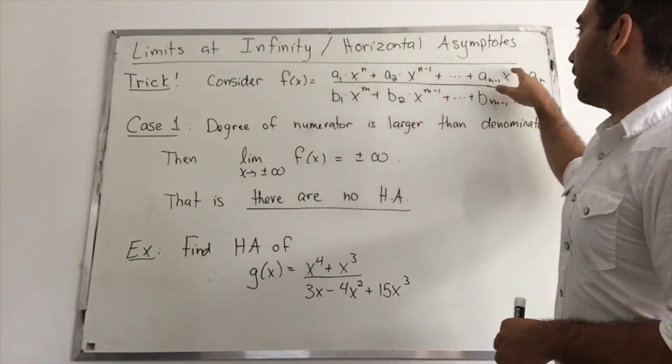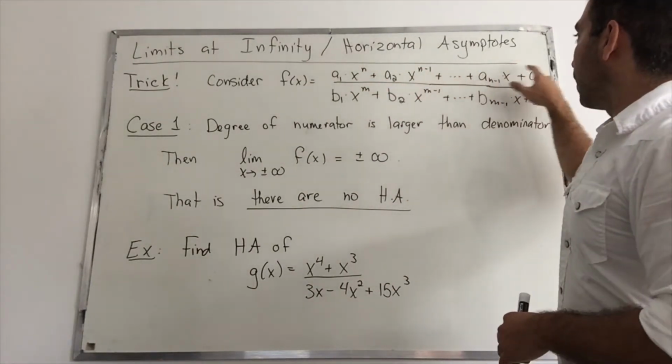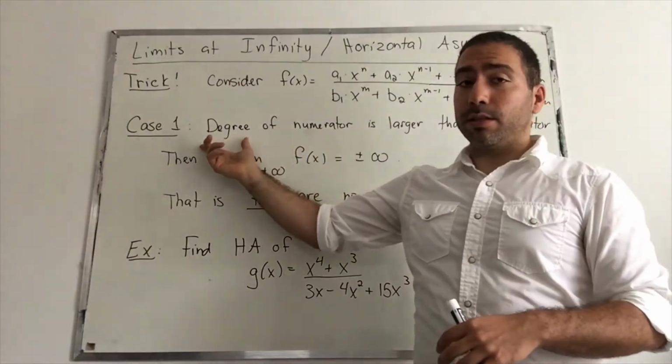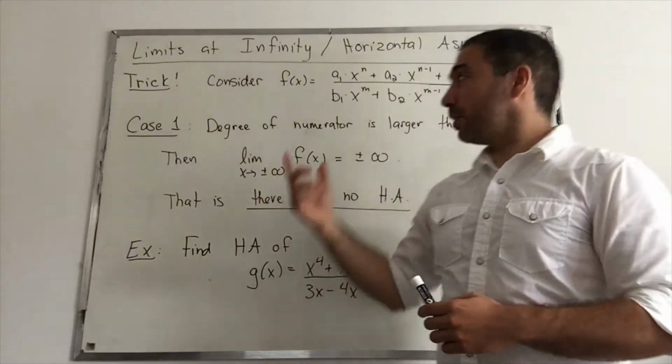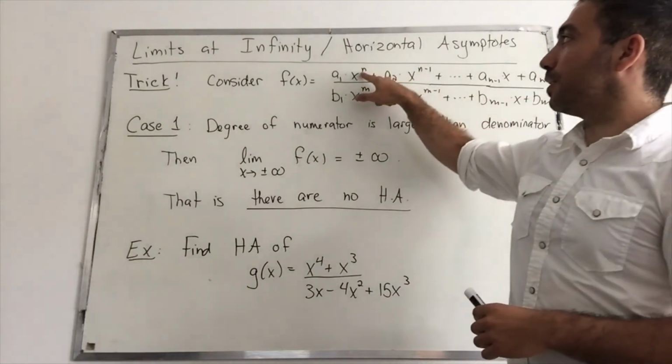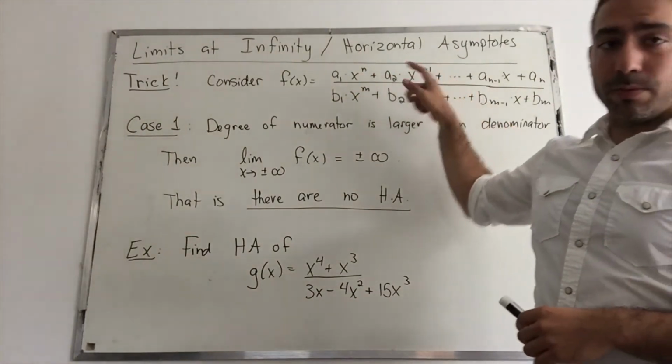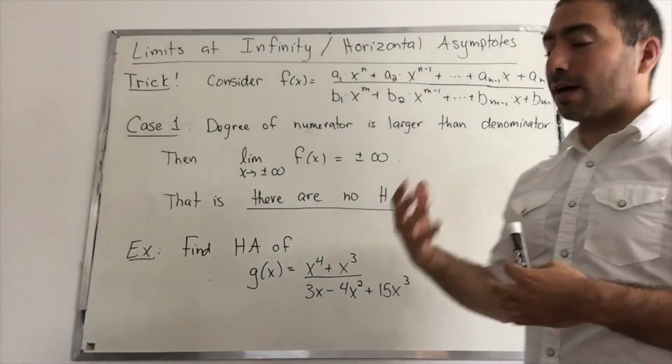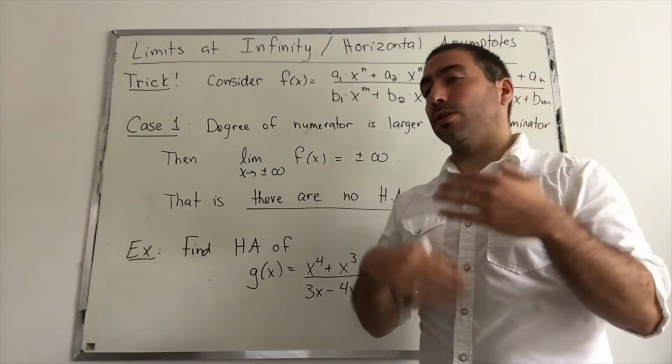And each time the exponent is going down by 1, we have this word degree here. So the degree is the highest exponent. That's what we're talking about. So in this case, it's n, because this is n minus 1. So let's say this is 3, n minus 1 would be 2, and so on and so forth. So you're always looking at the highest exponent of the numerator and the denominator.